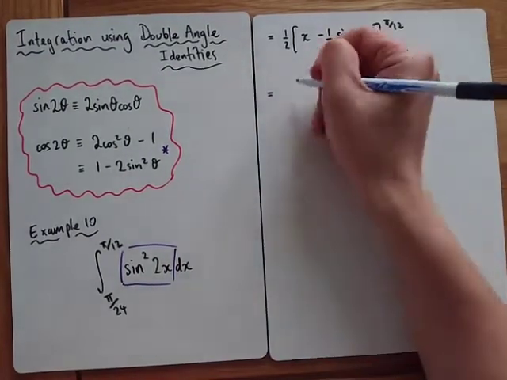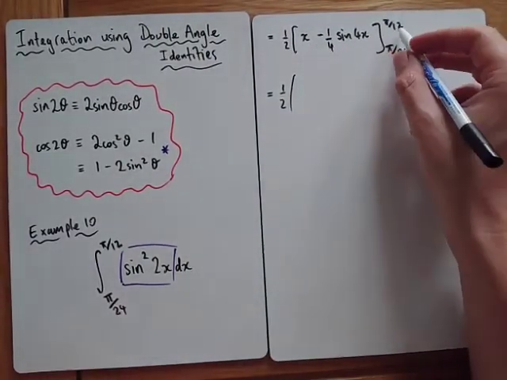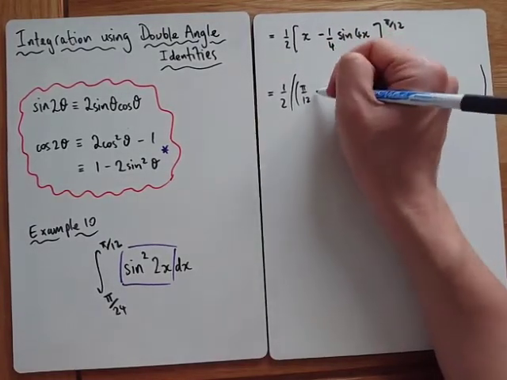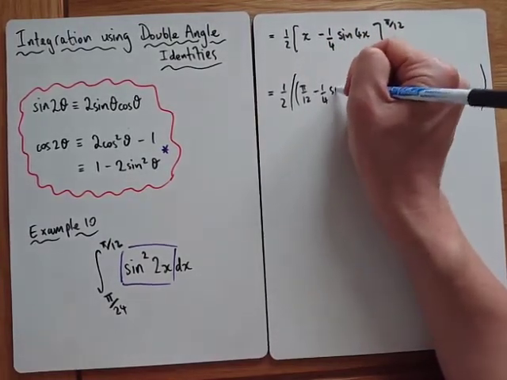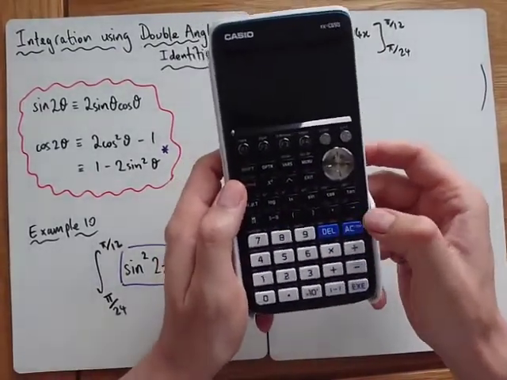Okay, so if we sub our limits in, I'm going to leave the half outside for now. Just be careful with our brackets, everything's going to be multiplied by half. Sub our pi over 12 in, so that'll be pi over 12 minus a quarter sine. Now, if you're going to do this on your calculator, just be careful. Okay, I'll show you.